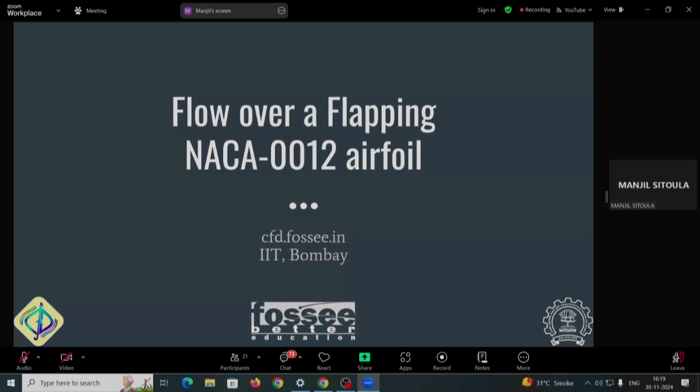So in this demonstration, we will be simulating the flow over a flapping NACA-0012 airfoil. The NACA-0012 is a symmetrical airfoil, and we will be simulating the flow when the airfoil plunges and pitches. Let me go to the next slide.